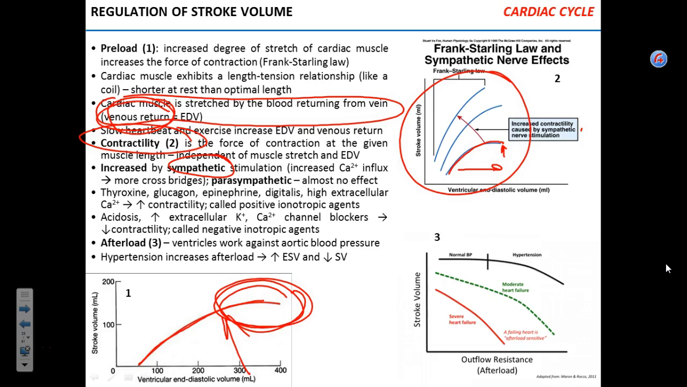Calcium, right? More calcium gets in the muscle, more cross bridges, stronger contraction. Agents that increase contractility are called positive ionotropic agents. Thyroxine, glucagon. Well, probably not going to shoot people with glucagon and thyroxine, but digitalis, yes. Even if you inject calcium chloride IV, that will increase heart rate. Does that make sense?